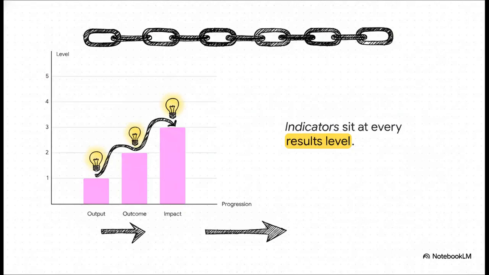Now, indicators don't just float around in a vacuum, right? They sit at every single level of your results chain. Let's move on and see how this builds. We progress from output to outcome and finally all the way up to impact. The golden rule here is pretty simple. You need to choose at least one indicator for every single level you intend to claim in your project.